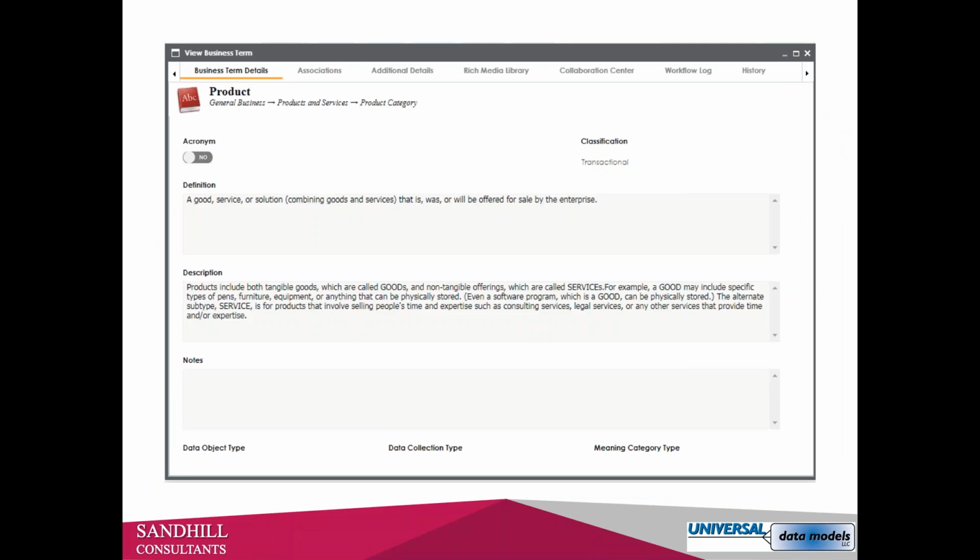So if we drill into this product definition, we can see that the definition itself is a very concise definition. A good, service, or solution.